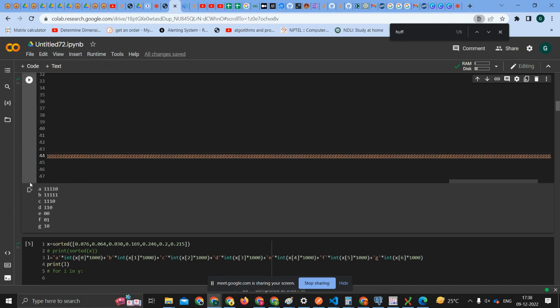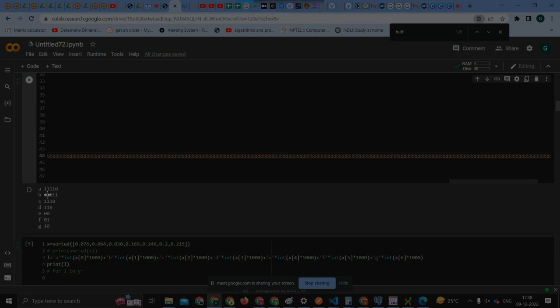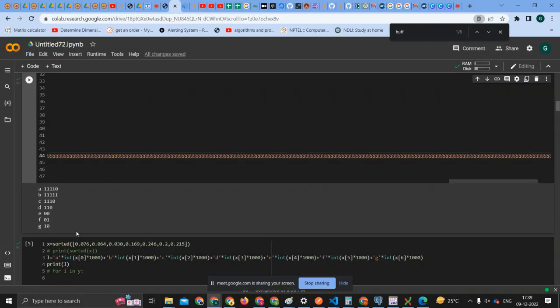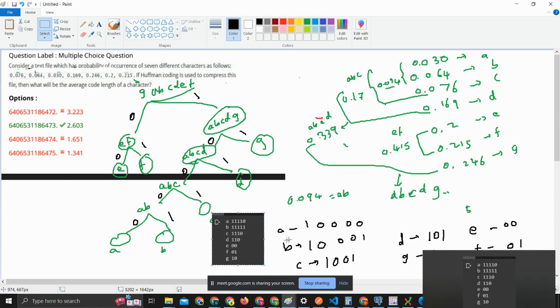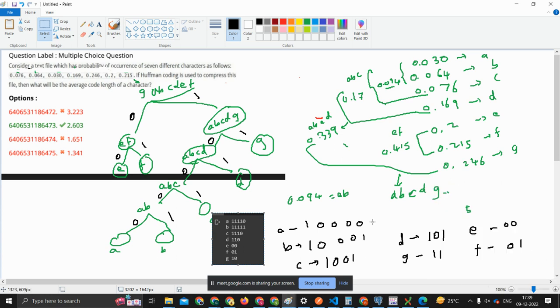Only the left and right part has been changed, because we're going to the right side, so that is 111. But we have got the same thing as far as the lengths are concerned. Let's see. 1, 2, 3, 4, 5. 5, 5, 4, 3, 2, 2, 2. Okay, then it seems okay, right? That's correct. But then what is the average code length?